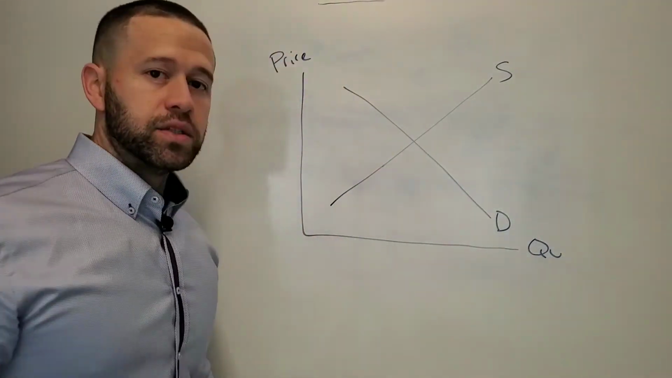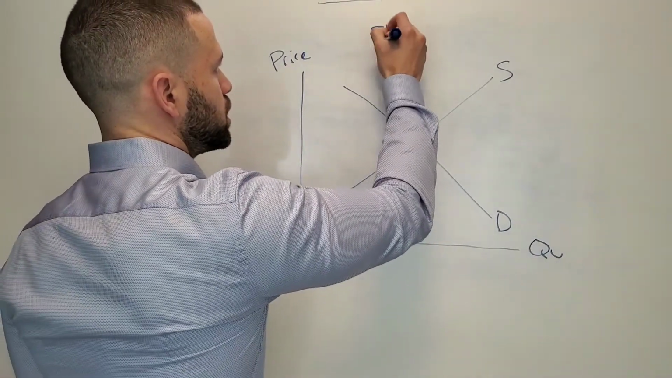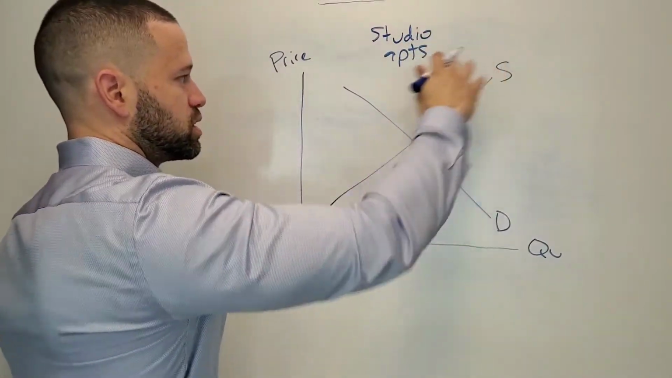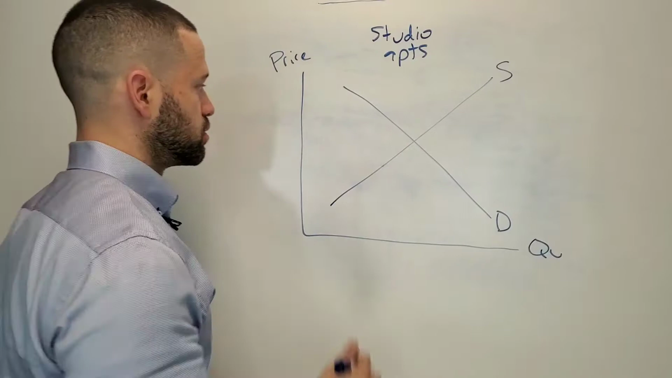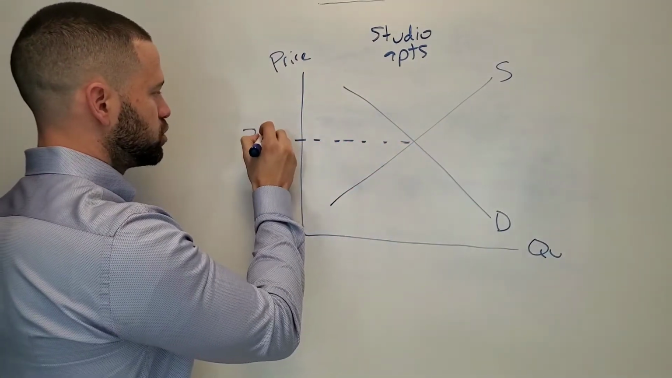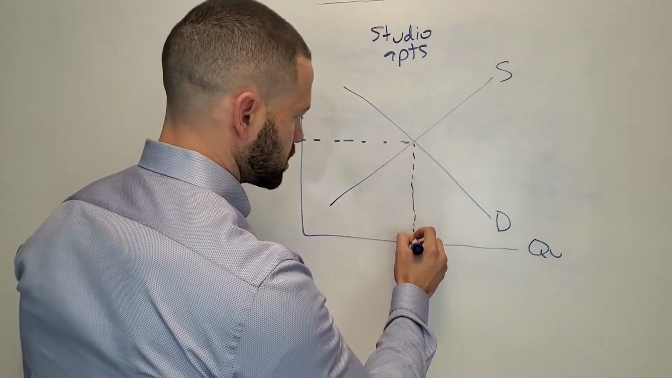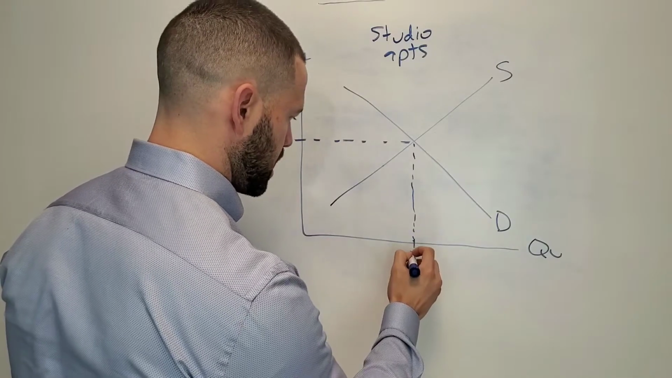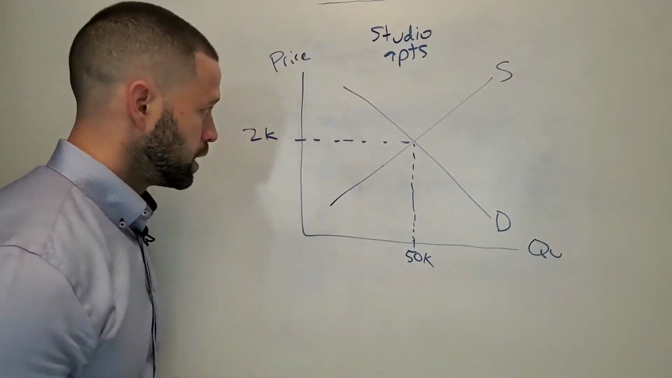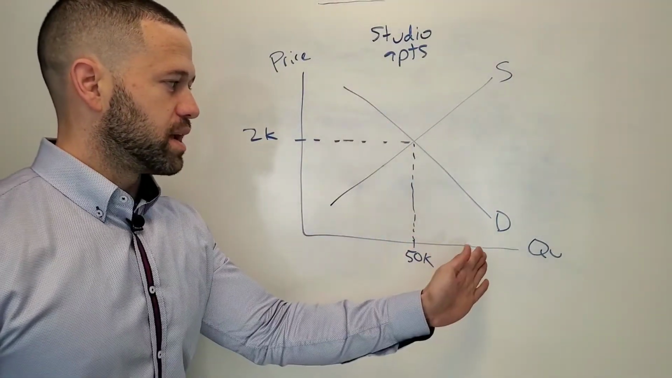This also applies to rent and housing, okay? So this is like studio apartments. That's what the supply and that's what the demand is on this graph. So there's going to be an equilibrium price, and let's just say that's $2,000 per month. That's the rent. And there's going to be a supply, and let's just say it's 50,000 of these units in the Seattle area. So equilibrium is where supply meets the demand, okay?